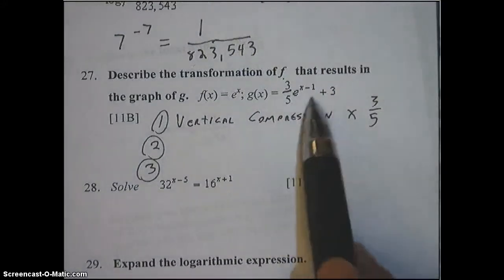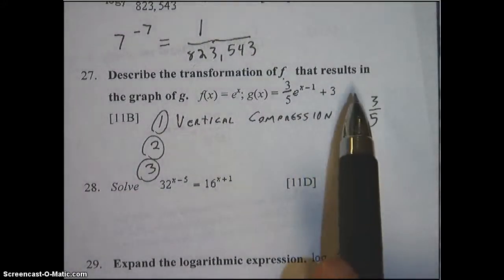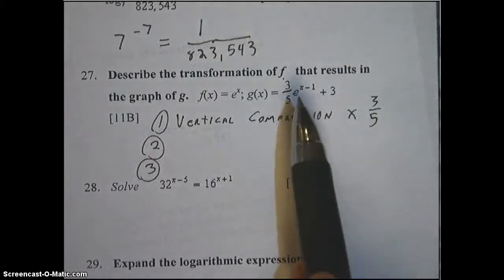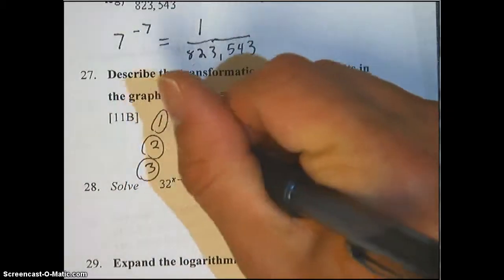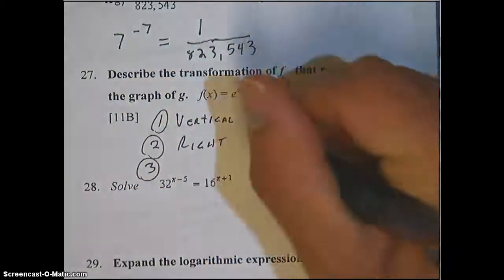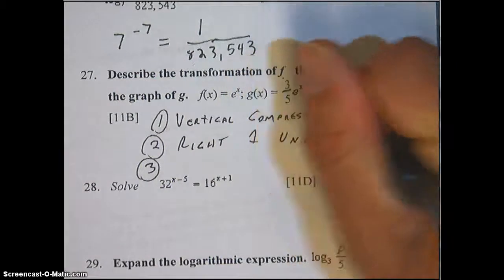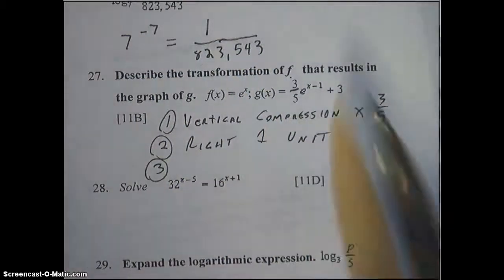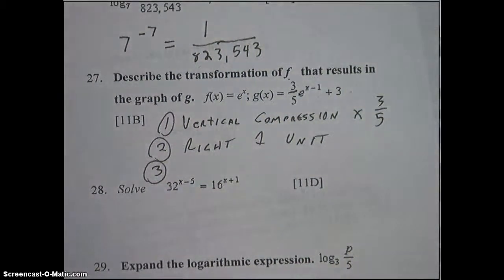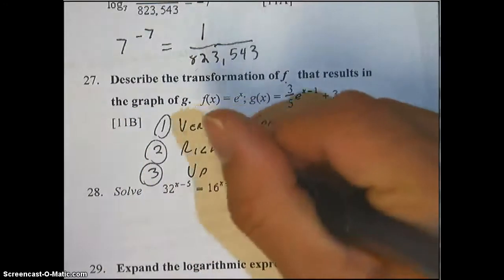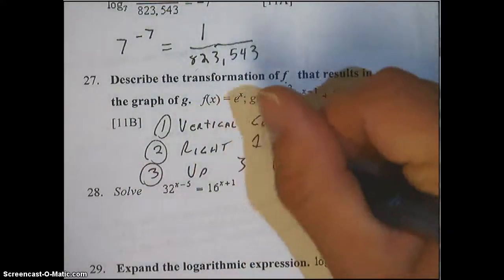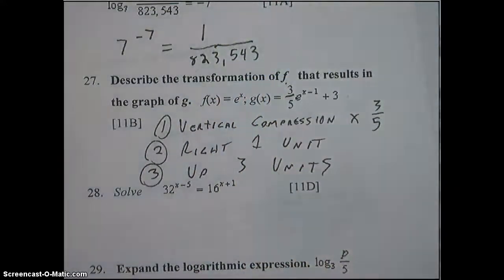Now that minus 1 up in the exponent is counterintuitive, so it's either left or right, and since it's minus, it means we're going to go right 1 unit. And then this plus 3 makes it go up or down, and since it's plus, it's going to go up 3 units. And that's all there is to that.